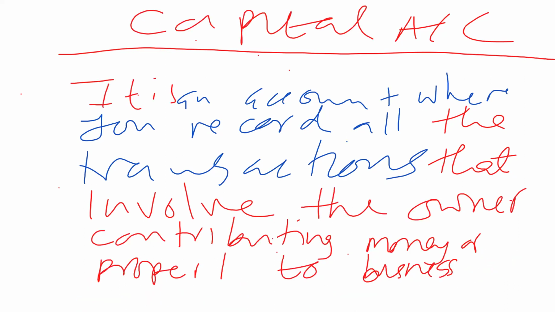Okay? This is the account. An account where you record all the transactions that involve the owner contributing money or property to the business. He contributes some property to the business so that the property belongs to the business. So for that money to become for the business, that's called capital. Is that clear?